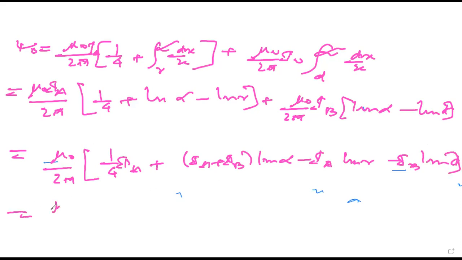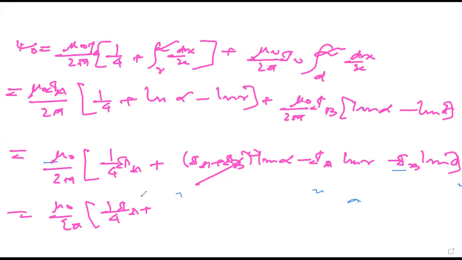So this will be equal to mu naught by 2 pi, 1 by 4 Ia plus, this Ia plus IB will be equal to how much? Anyone can tell? Ia plus IB will be equal to 0. This will be equal to 0 for a single phase line. Yes or no? Yes, sir.